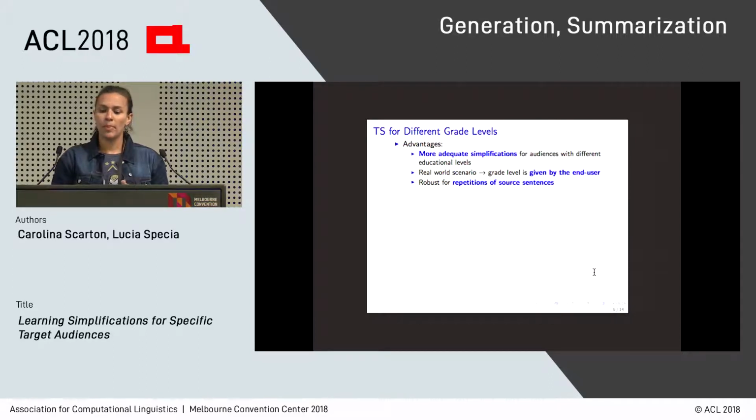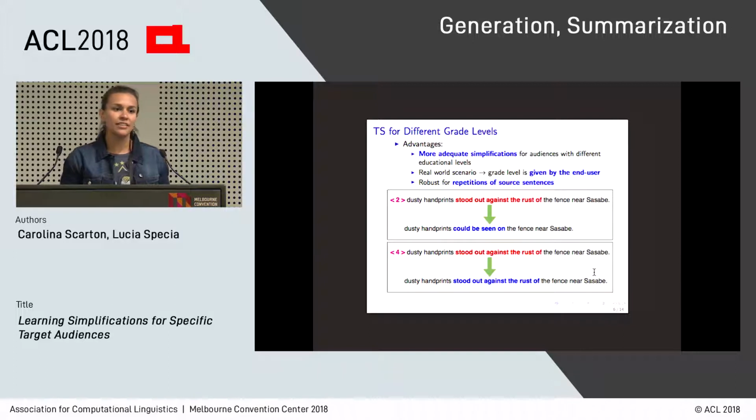The advantages of this approach are that you can generate more adequate simplifications for audiences with different educational levels. It can be applied in a real-world scenario because an end user can provide his or her grade level. And it's also robust to repetitions in the source sentence. One problem with the alignments that we generated is that the same source sentence can be aligned to different simplifications. In this case, we can guide the encoder to the specific simplification that we want to provide. So the same source sentence can be simplified to different target levels.